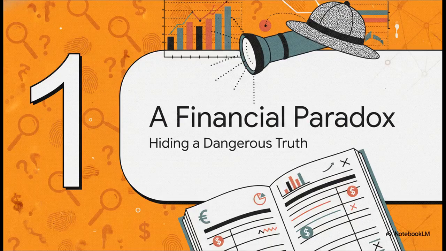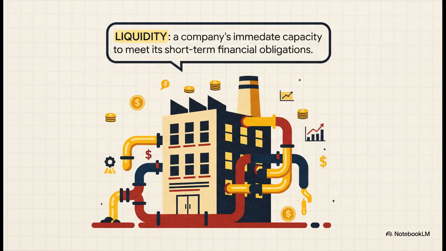So, to figure this out, we've got to think like financial detectives. The company's books, that's our crime scene. And we're on the hunt for clues hidden in plain sight that are going to tell us the real story. The very first clue, and honestly, the most critical one, is something called liquidity.